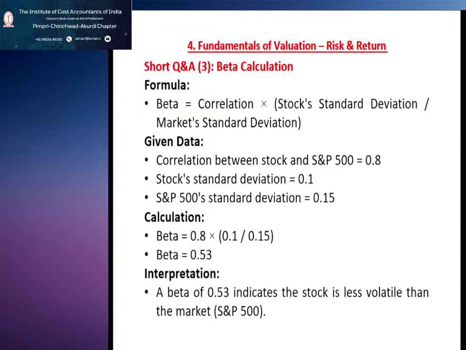So that's how the beta calculation is normally done. In the examination you can expect some kind of problem like this, and this is how the beta calculation should be done. The interpretation of the beta in this case is 0.53, which indicates that the stock is less volatile than the market, the S&P 500.